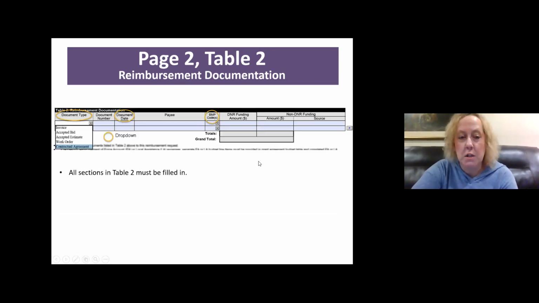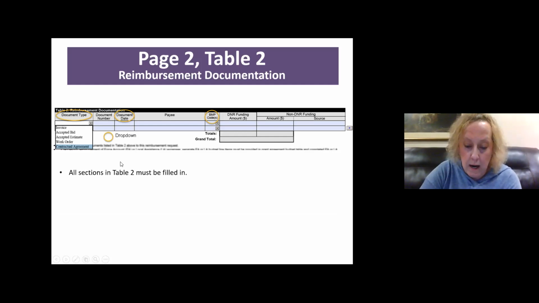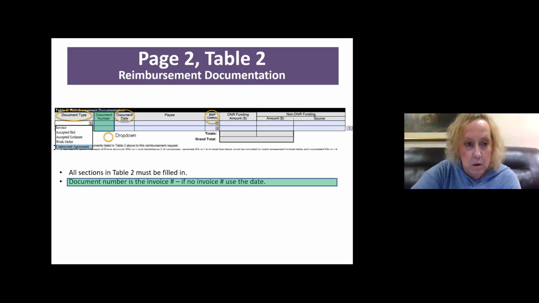So all sections on table 2 going across the row need to be filled in. Let me just note here. So first off, you've got your document type. Essentially, that's a drop down. Most often the proof of purchase is an invoice. The document number is usually the invoice number. And if there's no invoice number, you're going to use the date that invoice was issued.